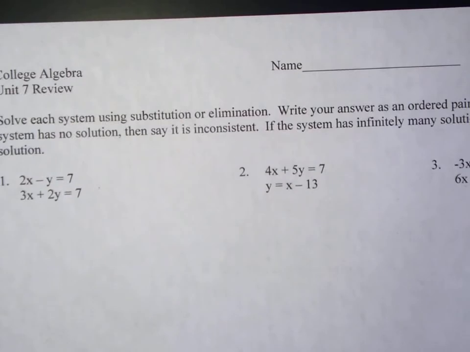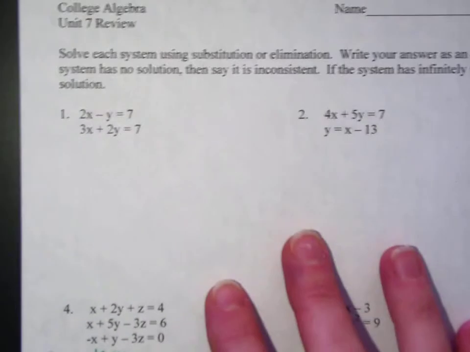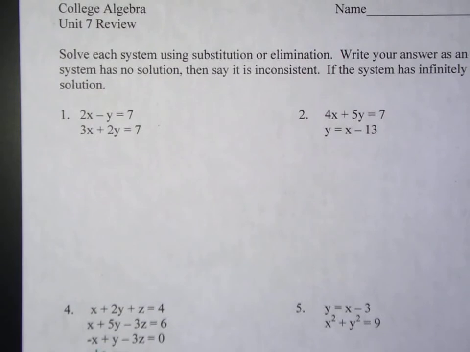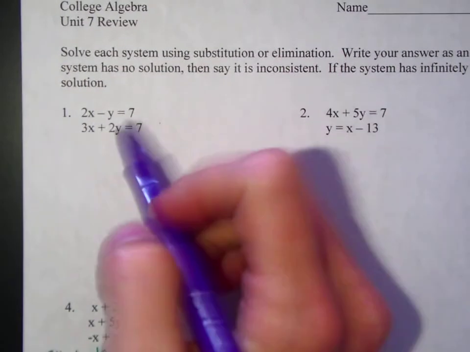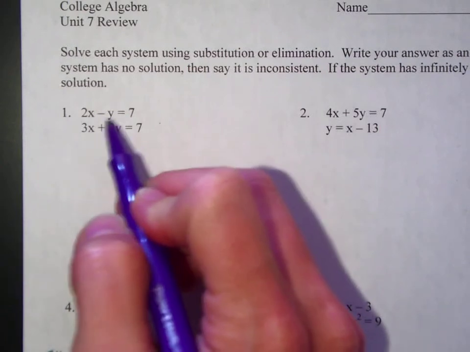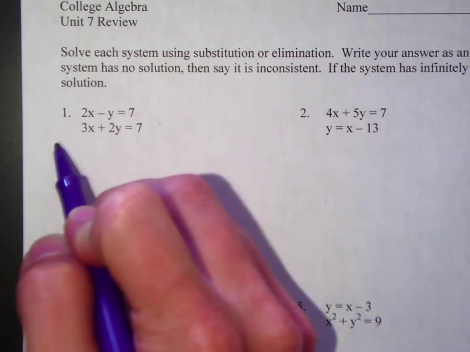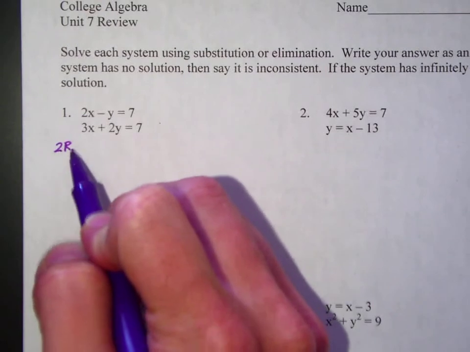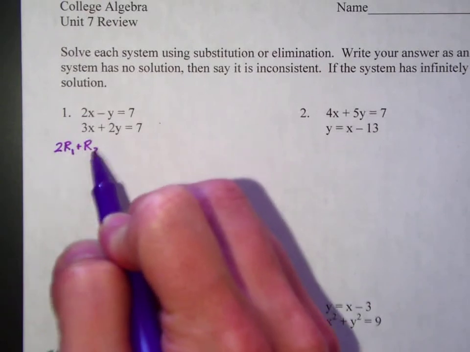I'm going to do some of these problems multiple ways. So for the first one, if we were going to use elimination, I would choose to eliminate the y's because one is positive, one's negative, and it's simple enough to just multiply. So I'm going to do twice row 1 plus row 2.